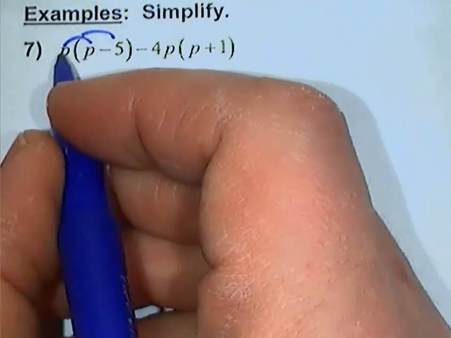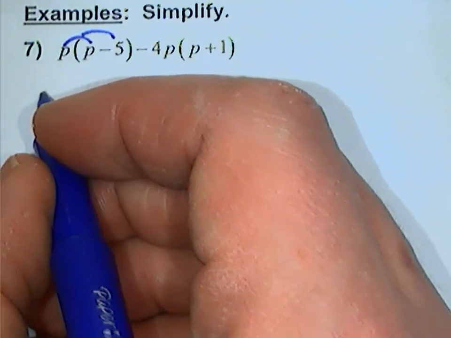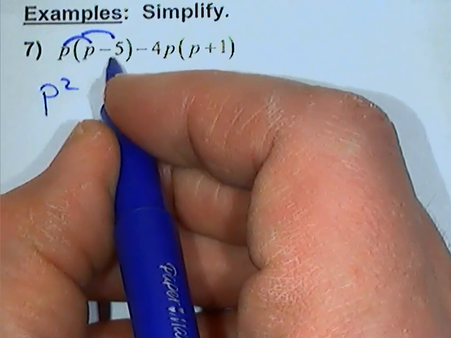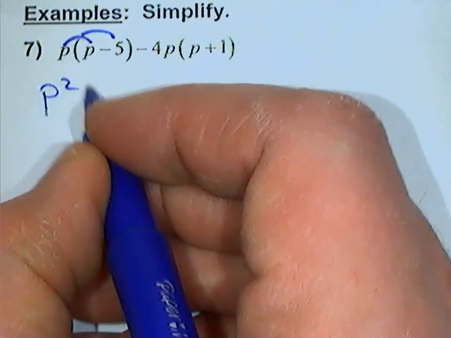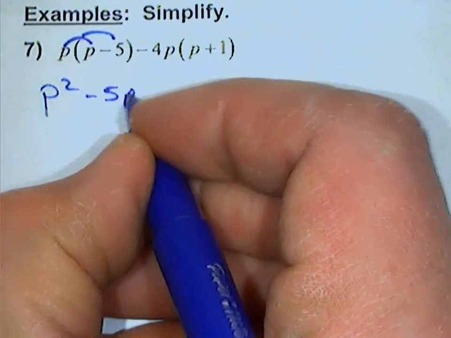All right, so we take a look. P times p. Griff, what's p times p, bud? P squared. There you go. And p times negative 5, Griff? What's p times negative 5? Oh, negative 5p. Yes, sir. Good.